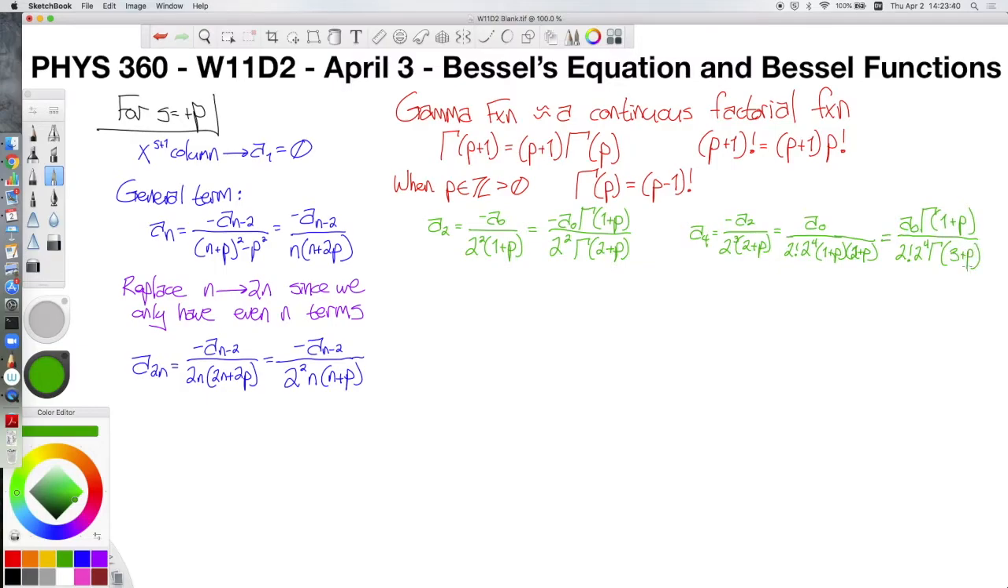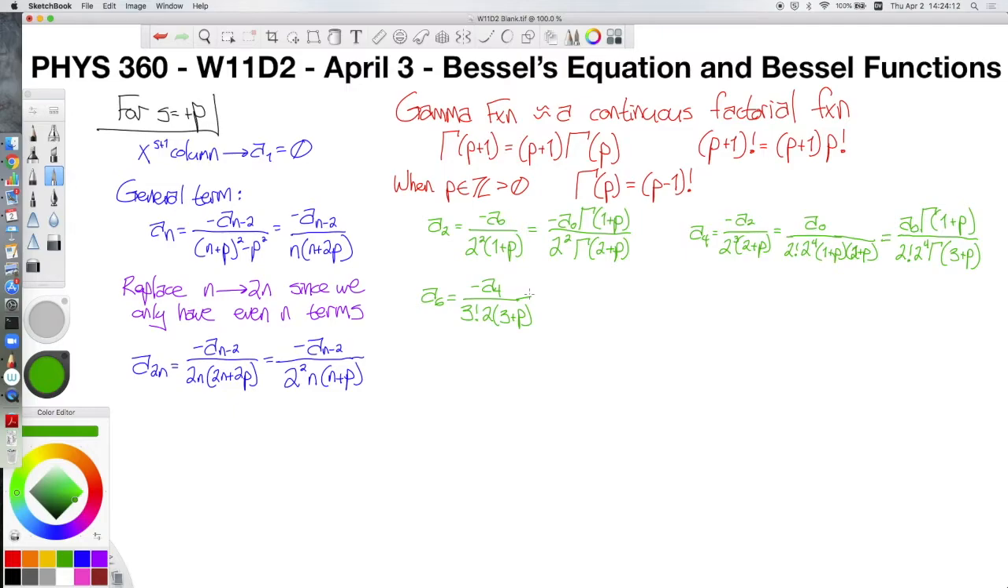So again, use what we know about gamma functions and try to convince yourself that these two expressions are equivalent. You'll want to get familiar with the idea of using gamma functions as part of your Bessel functions. Let's do one more of these just to double check. A6 is going to be equal to negative A4 divided by 3 factorial times 2 times 3 plus p. You might be asking yourself where the other 2 went.